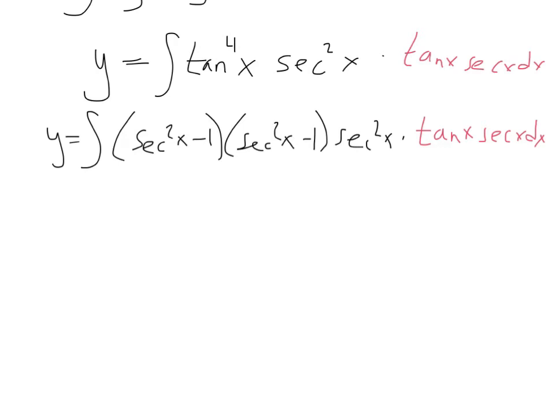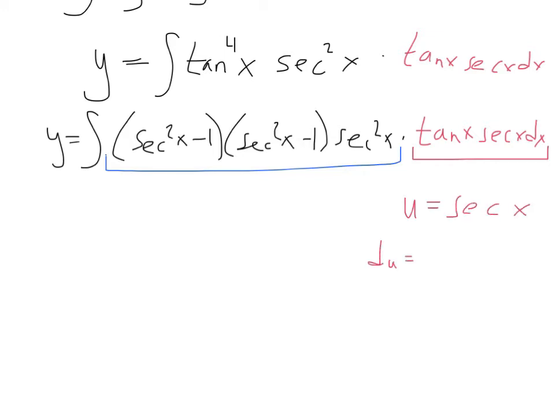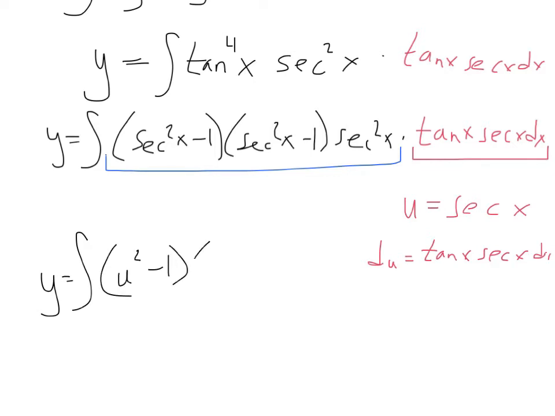Again, I'm just trying to follow the strategy we had previously. Now that this is set up, this is where we're supposed to notice, everything here has secant in it, and everything over here is the derivative of secant, which means I am perfectly set up for a u equals secant x substitution. du will be tangent x secant x dx. So when I go back through and substitute this stuff in, I'll have y equals the integral of u squared minus 1 times u squared minus 1 times u squared du.